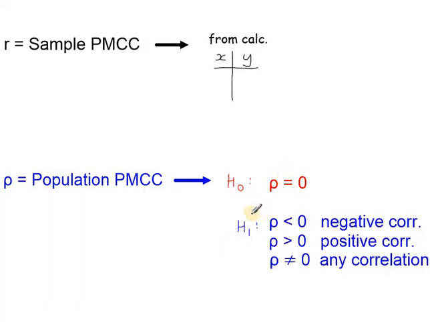The alternative hypothesis, H1, could be any of these three. So rho less than 0, if you're testing for negative correlation; rho greater than 0, positive correlation; rho not equal to 0, so any correlation.